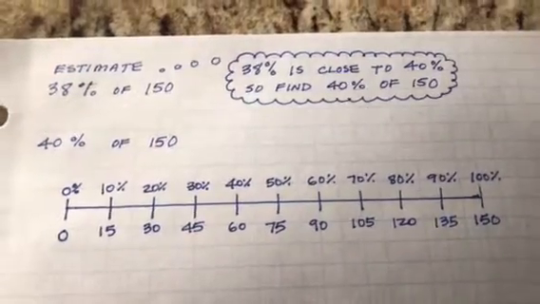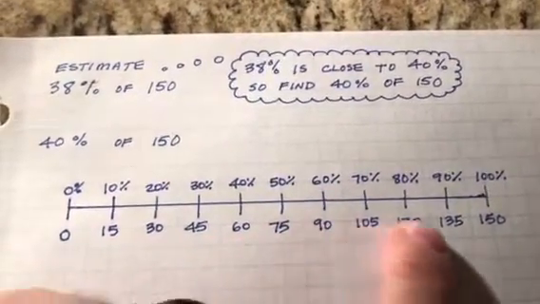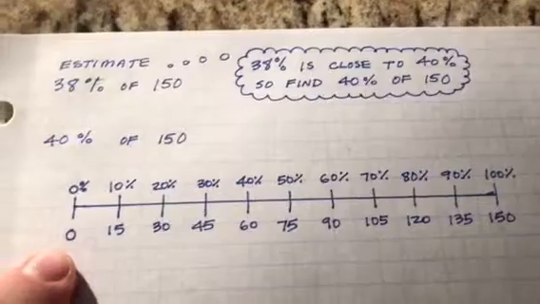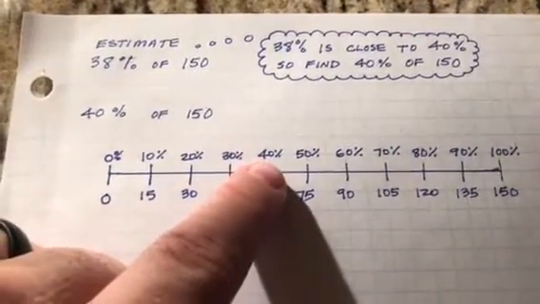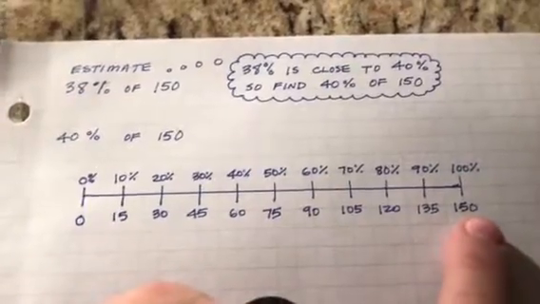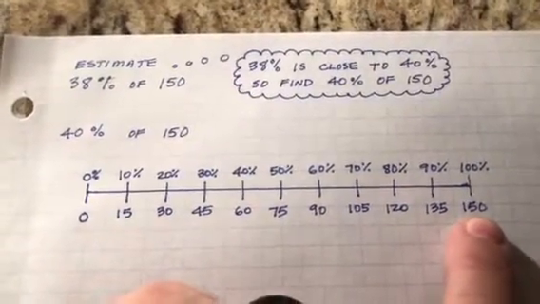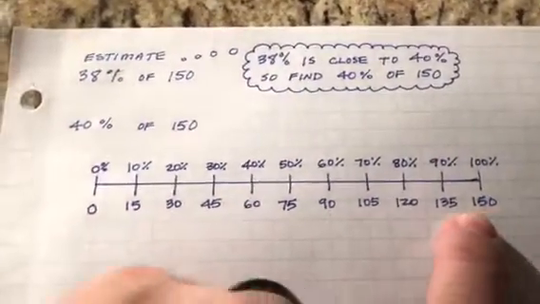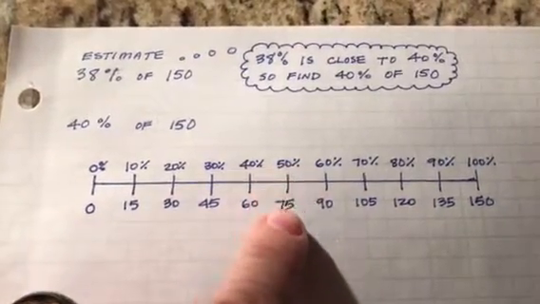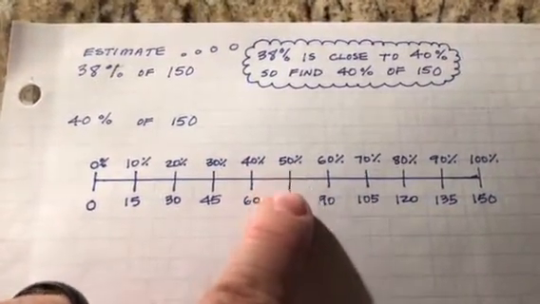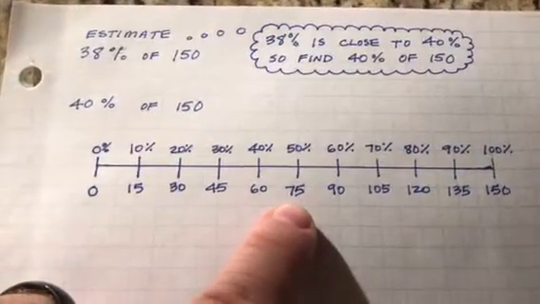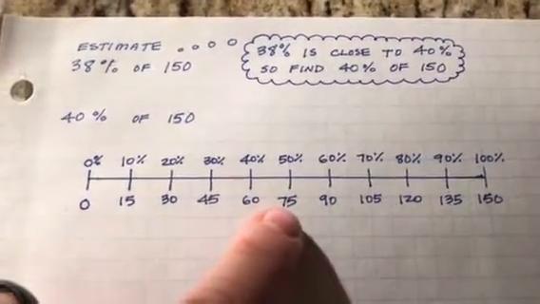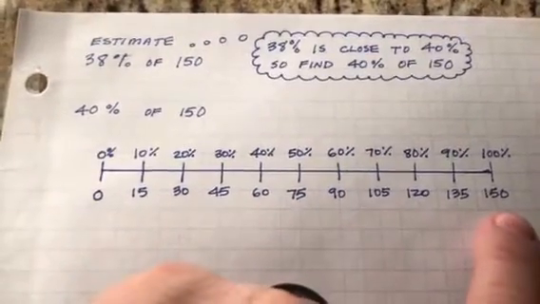A minute ago, I didn't have these values listed on the bottom. I figured them out, and the way that I did that was I knew that I needed to find 40%, and my total was 150, so my number line stops at 150. I filled in 50% easily because 50% is 1/2, and I know that half of 150 is 75. So when I started, I knew 0, I knew 75, and I knew 150.